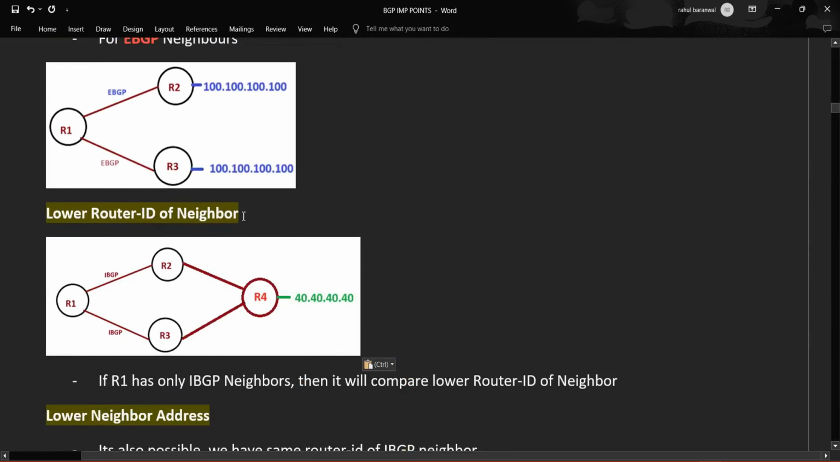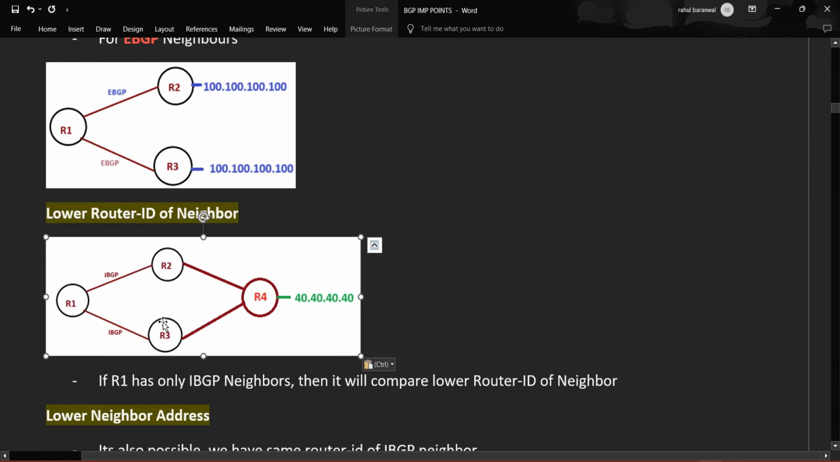Suppose we have this scenario R1, R2, R3 and R4, all four routers in the same network, and we have IBGP neighborship. Here R1 is receiving the prefixes from R4. Now let's suppose the router ID of R2 is 2.2.2.2, and the router ID of R3 is 3.3.3.3. So here the router which has the lower router ID, that path will be best. So this one is also a tiebreaker. So R1 will put R2 as the best path in place of R3.